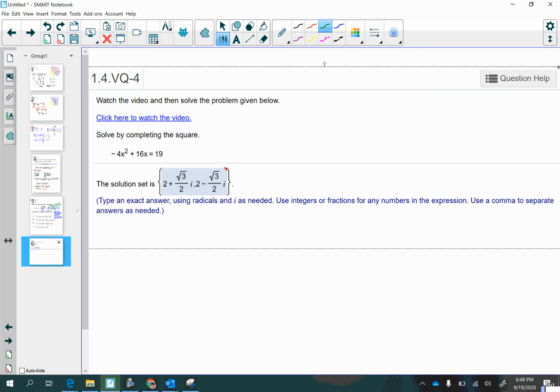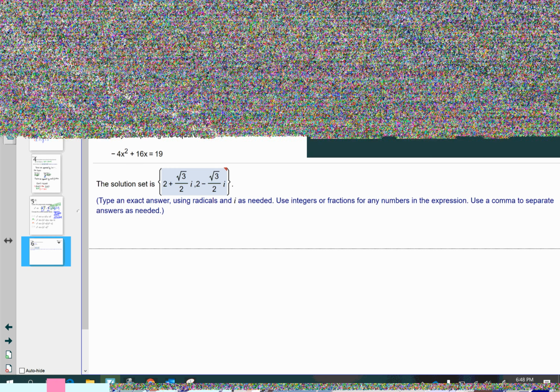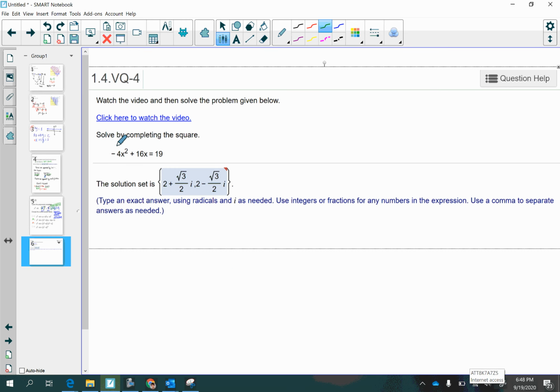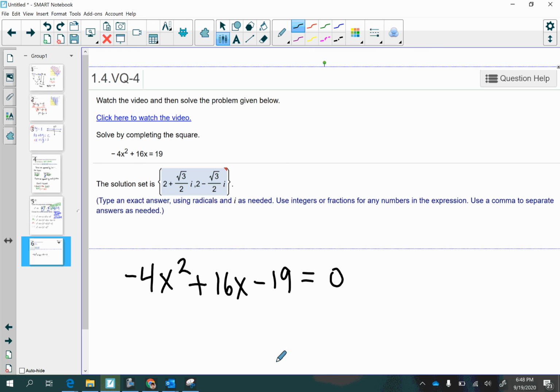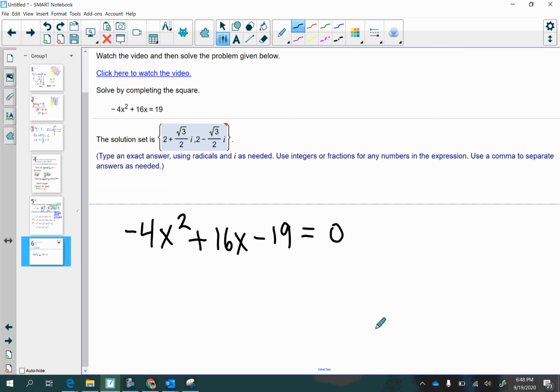And finally, this one's a fun one too. Look, we have a quadratic, but let's set it equal to 0 by subtracting the 19 so that we can use the quadratic formula.